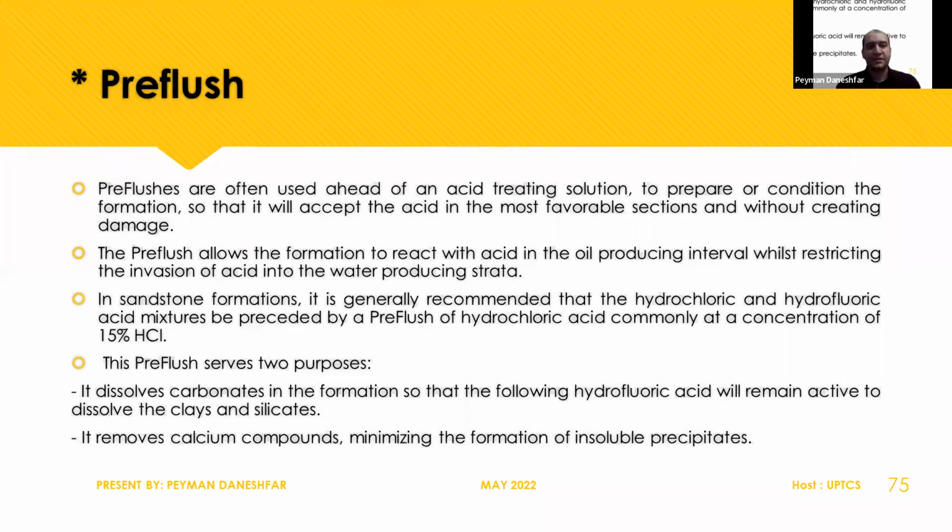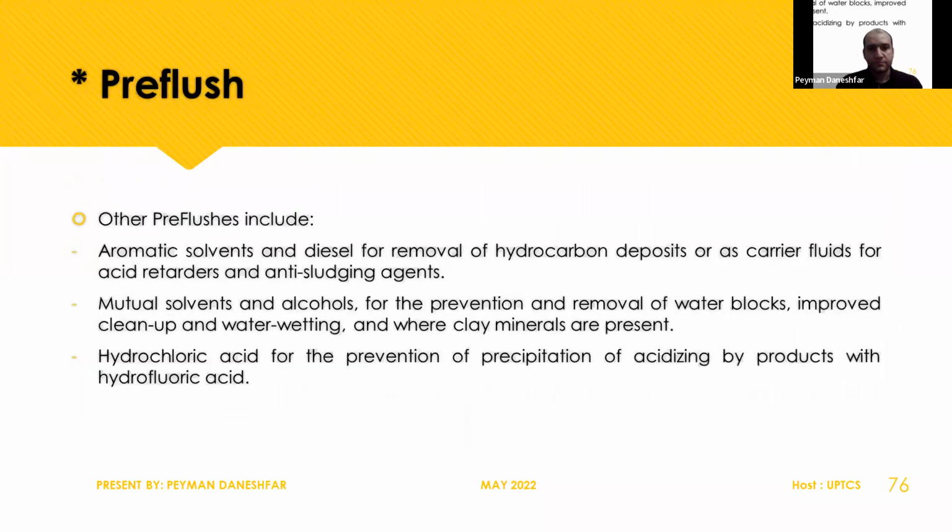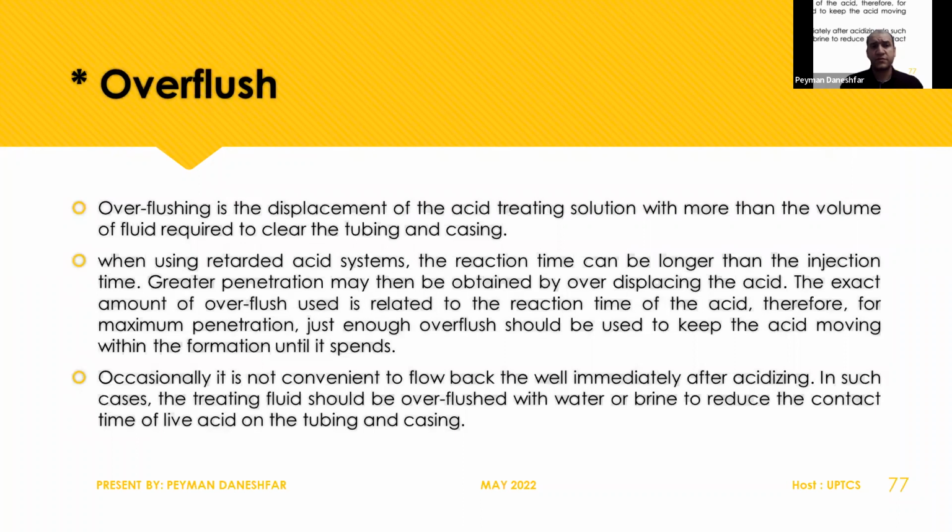Okay. After that, about the pre-flush, now the overflush. What is an overflush? Overflush is the displacement of the acid-creating solution with more than the volume of fluid required to clear the tubing and the casing. Okay, now overflush.